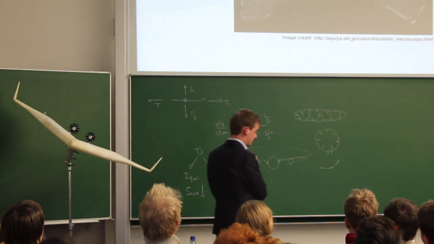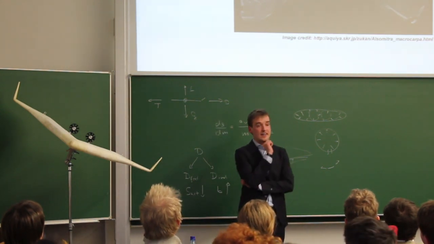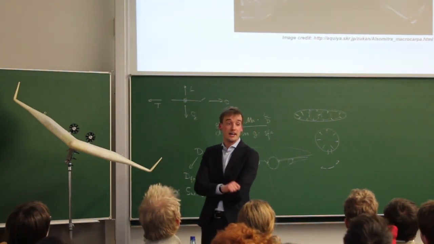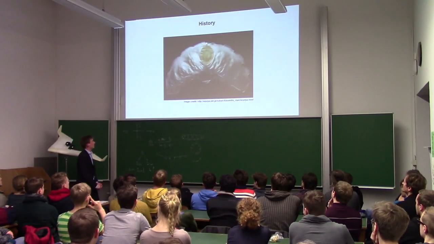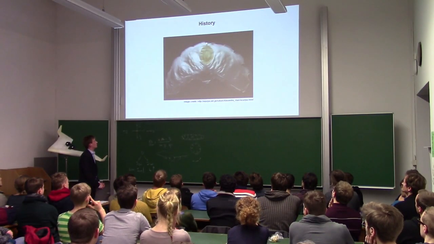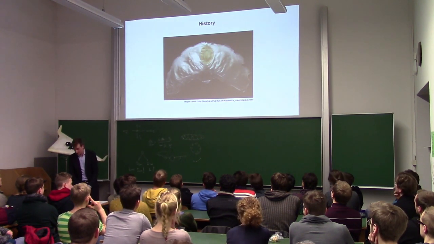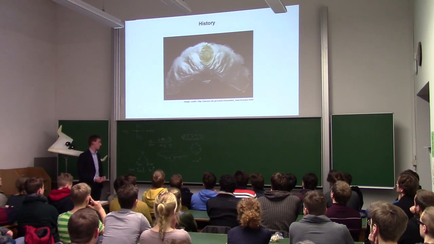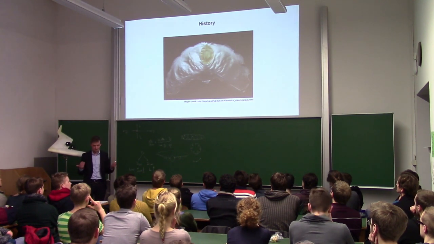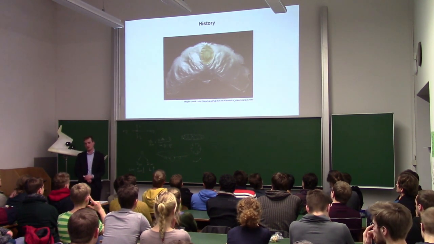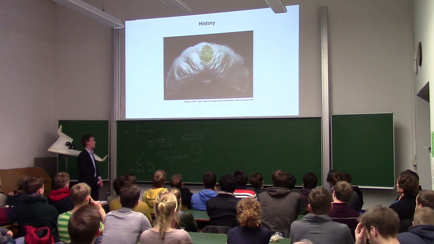Nature also came up with something like this. This is a seed of a plant. It flies very well, and you see that it also only has one wing, or one lifting surface, in the direction of flight. So there are examples from nature which prove that this is possible.